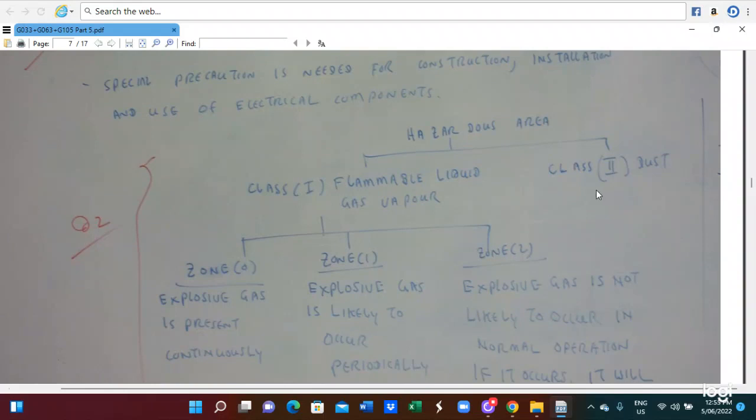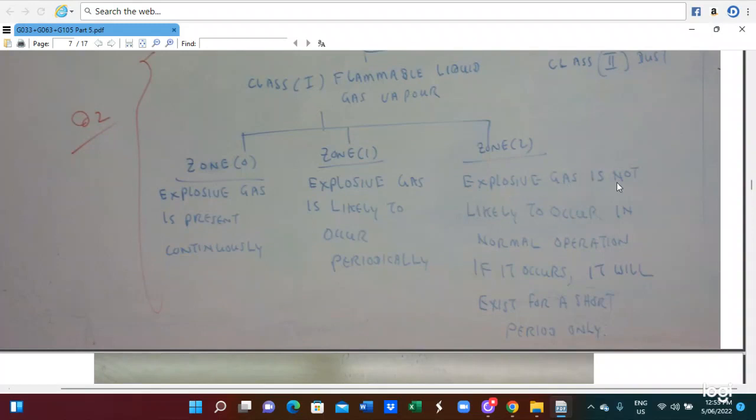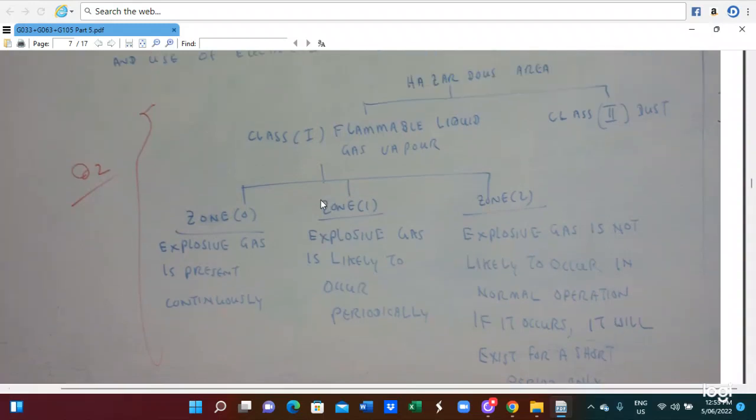For class 1, zone 0 is where explosive gas is present continuously, zone 1 is where explosive gas is likely to occur, and zone 2 is where explosive gas is not likely to occur in normal operation, but if it occurs, it will exist for only a short duration of time. And this is the hazard area classification.